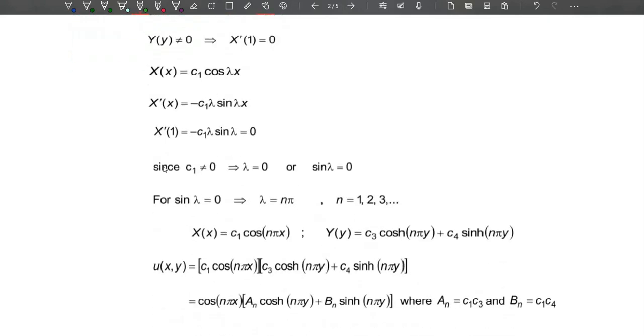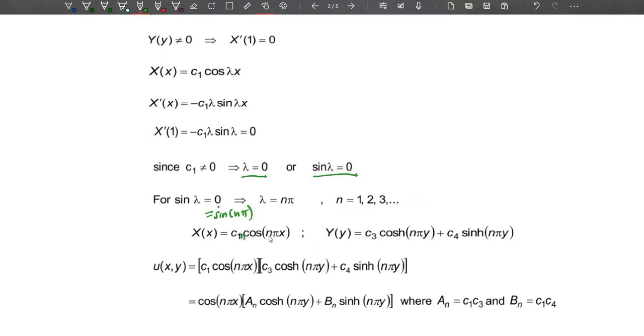From here, we conclude that C1 does not equal 0, because if C1 is equal to 0 again, that means it will be a trivial solution. Then we come to a conclusion that either lambda is equal to 0 or sin lambda equal to 0. Solve for sin lambda first. Sin lambda equal to 0, which means lambda equal to n pi, for n from 1, 2, 3 until infinity.